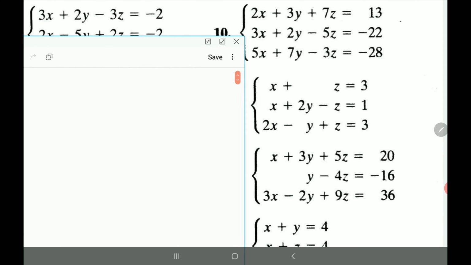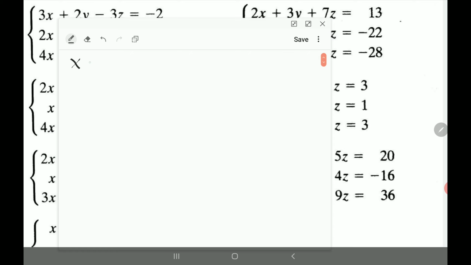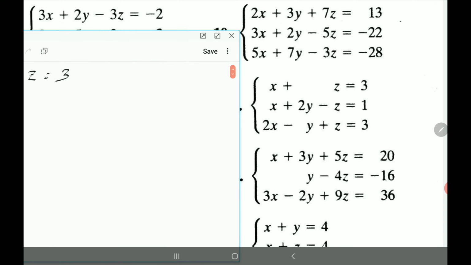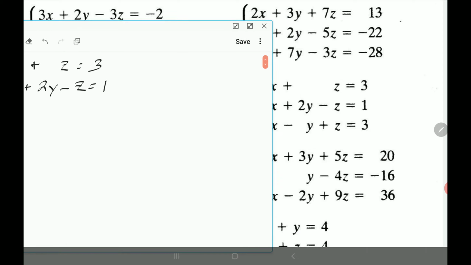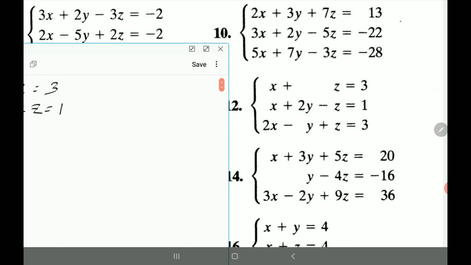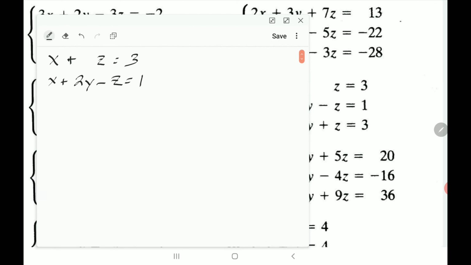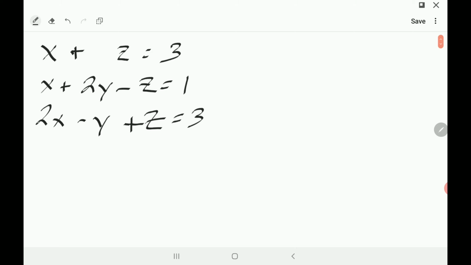So I have x plus z equals 3 first. And then x plus 2y minus z equals 1. And then I have 2x minus y plus z is equal to 3. All right, there's my equation. Kind of wrote it nice and small. This is number 12, at least as small as I could.